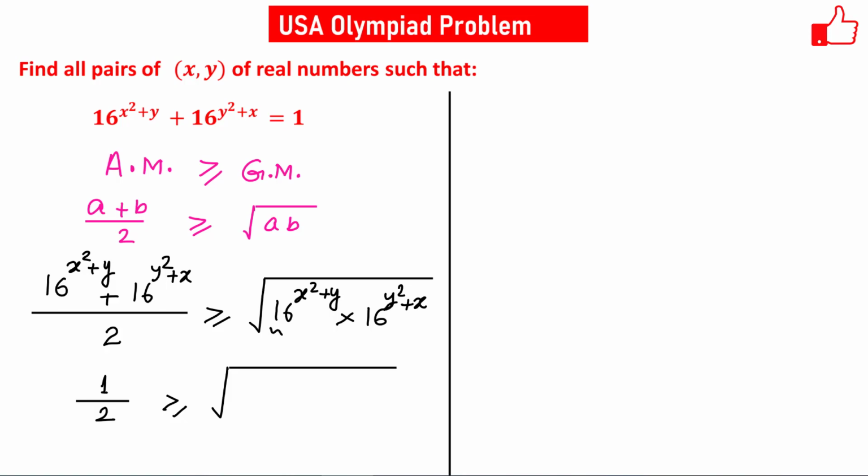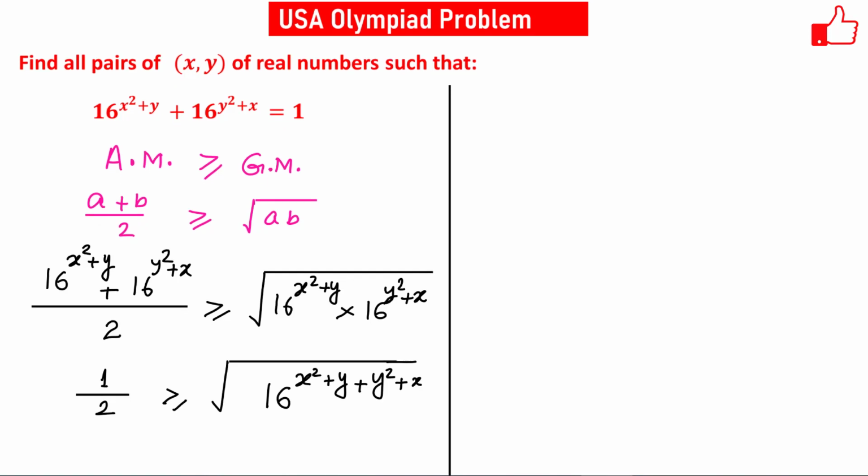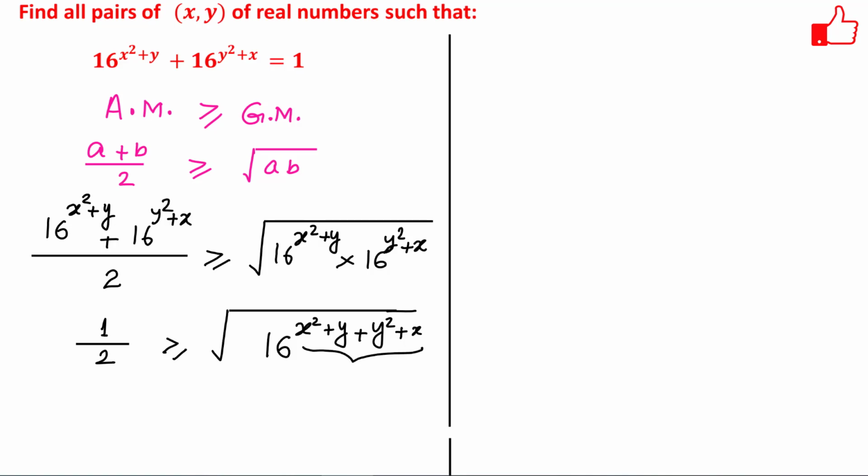Now here you have 16 as base and here also 16 as base. So if you remember, in the exponent, if the bases are the same, powers get added. So you can write 16 raised to the power x square plus y plus y square plus x. So let us introduce a new variable t for this quantity. I am introducing a new variable, t is equal to x square plus y square plus x.